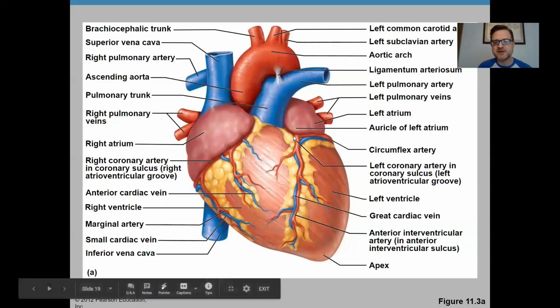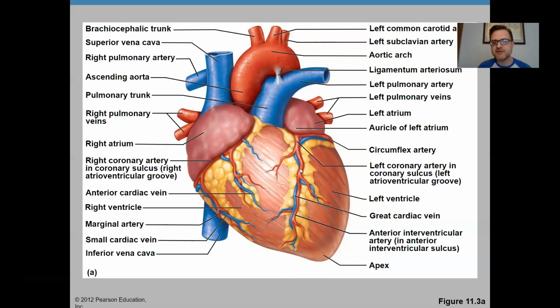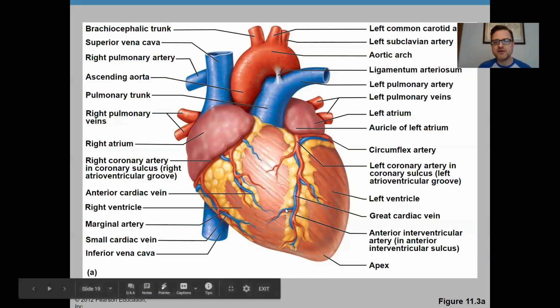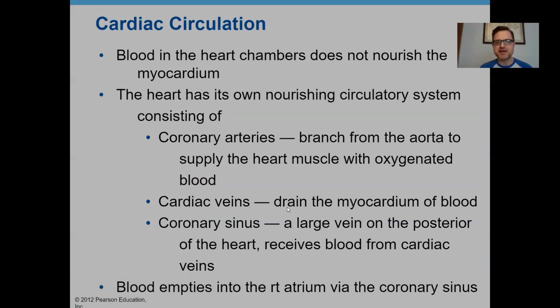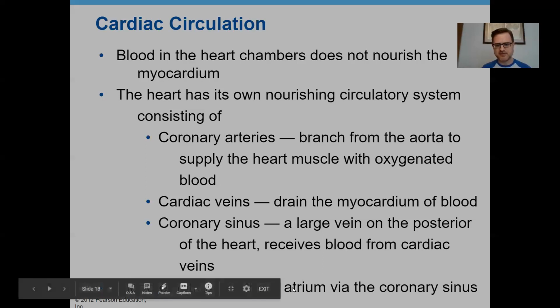So you see in the heart, you have these vessels on the outside of the heart. Like here you see the left coronary artery in this groove of the heart. The heart's nourished from the outside. So basically you have coronary arteries, which are little arteries that branch from the aorta and then go on the outside of the heart to nourish the heart with blood that has oxygen. You have cardiac veins, which are veins that drain the heart's myocardium of blood. Once the blood that's nourishing the heart loses oxygen, you want it to drain. In this case, I think it empties in the right atrium. Yeah, down here in the right atrium.